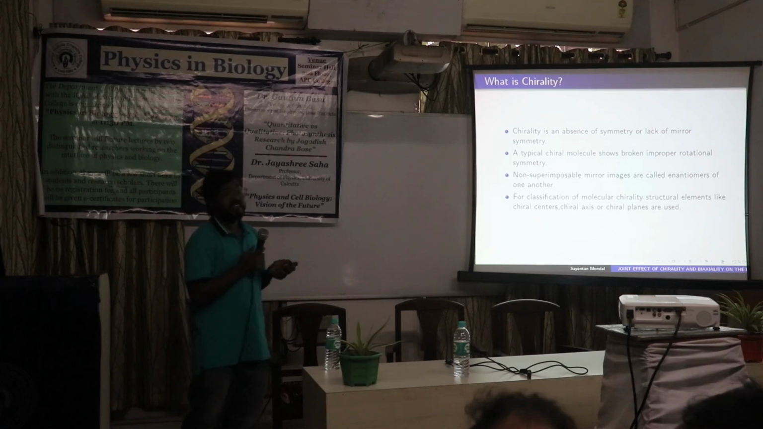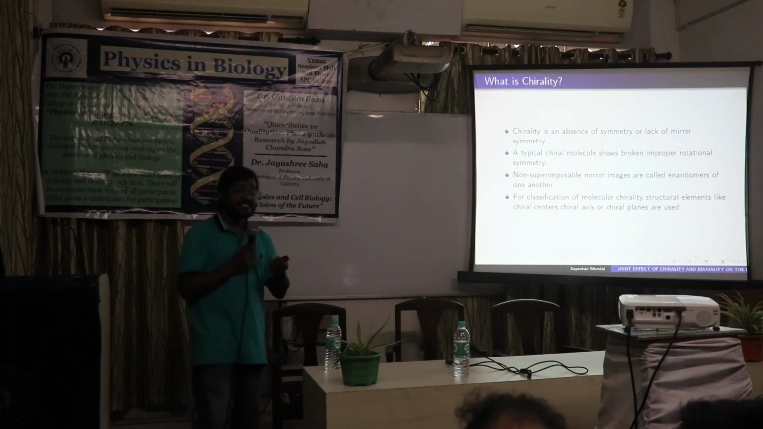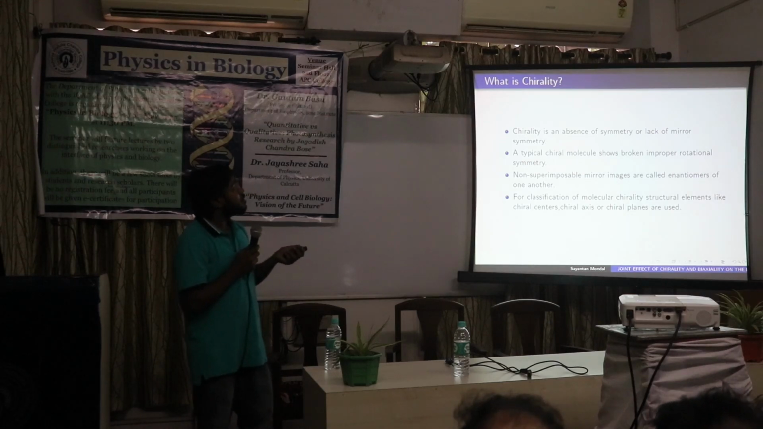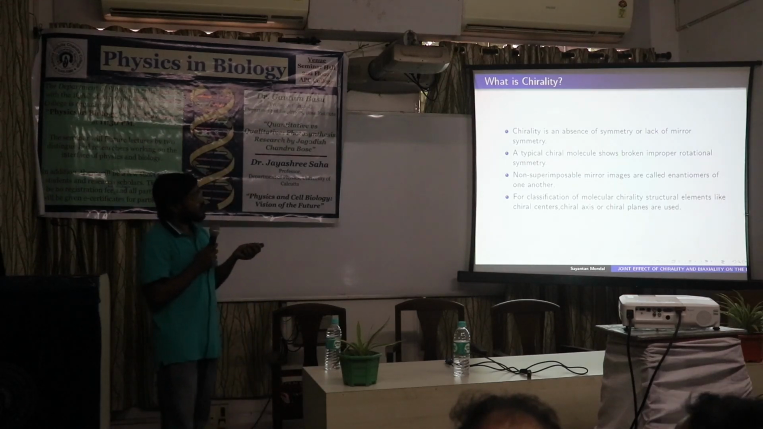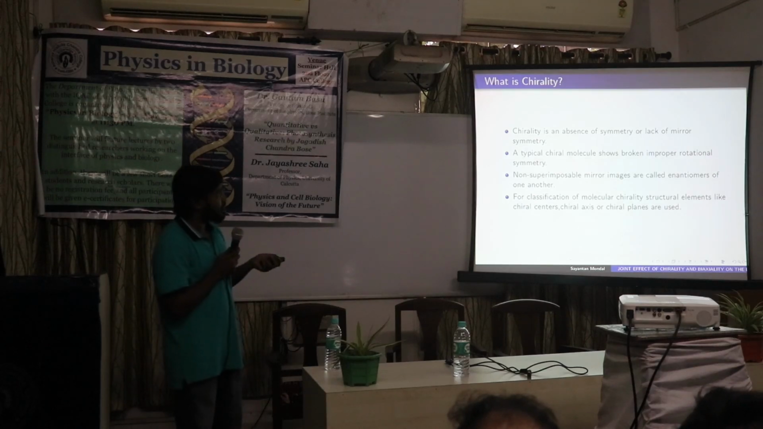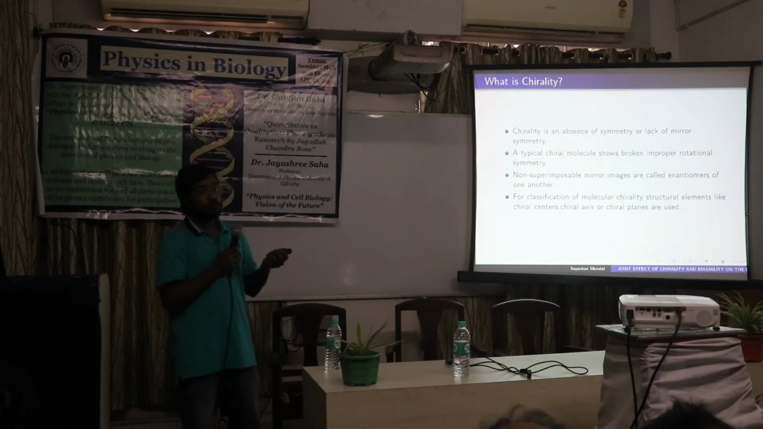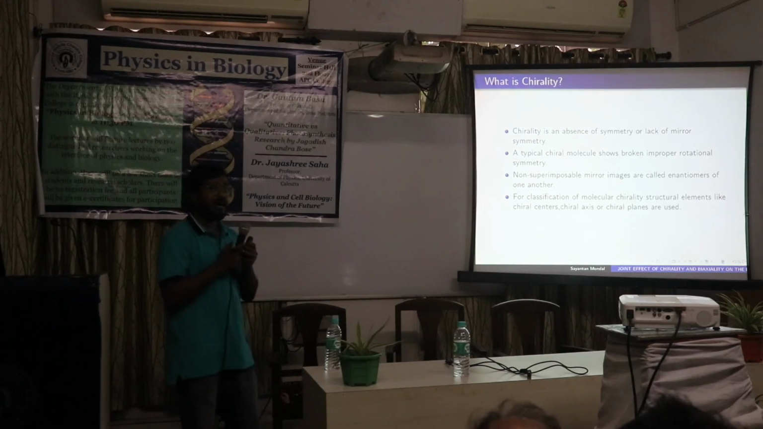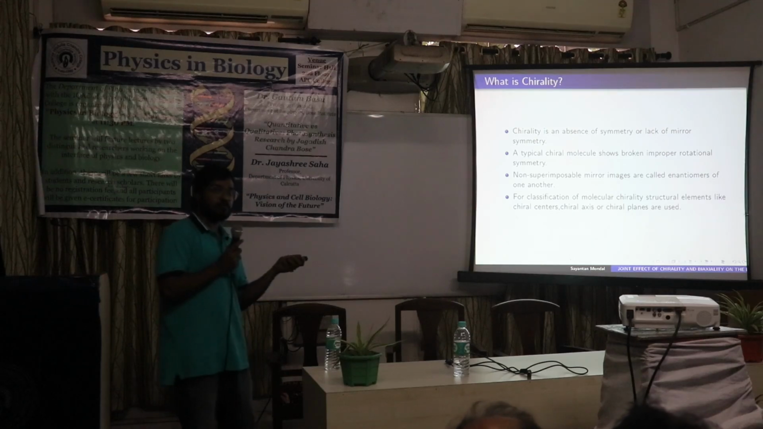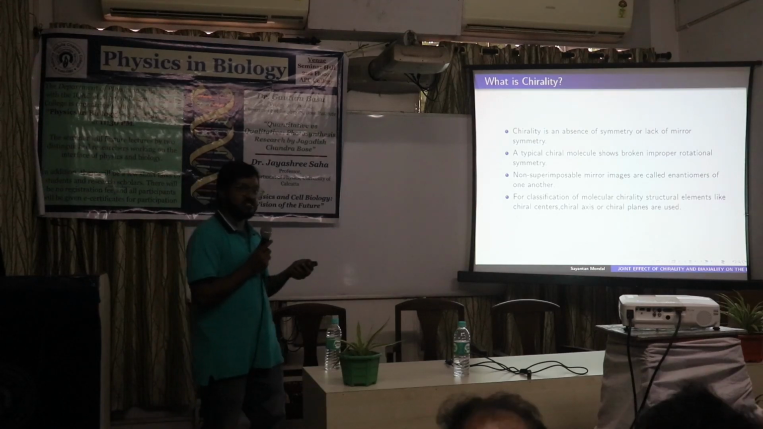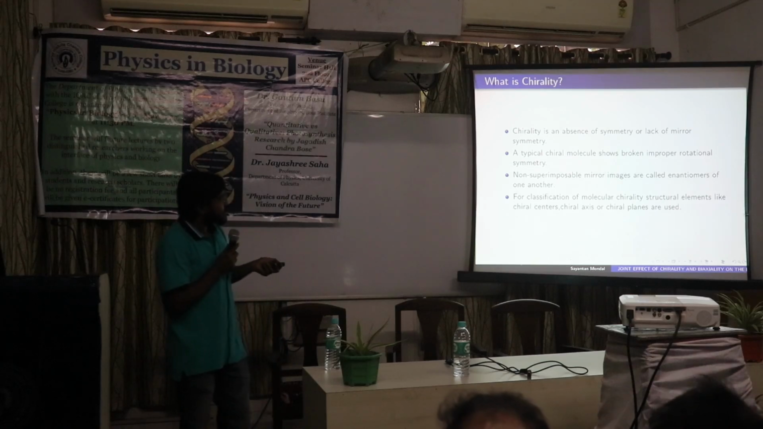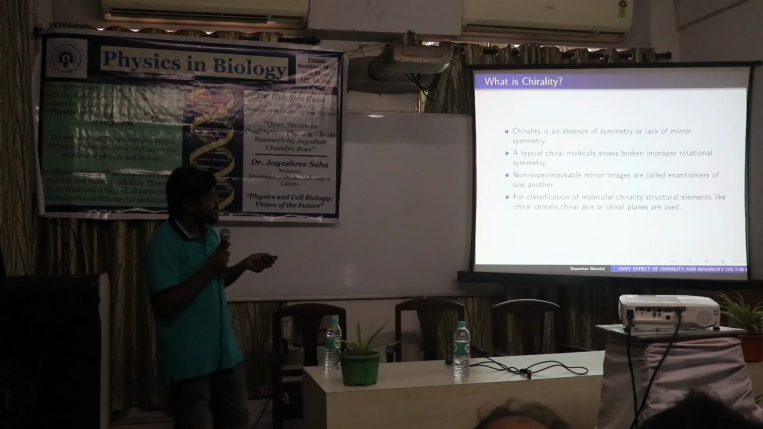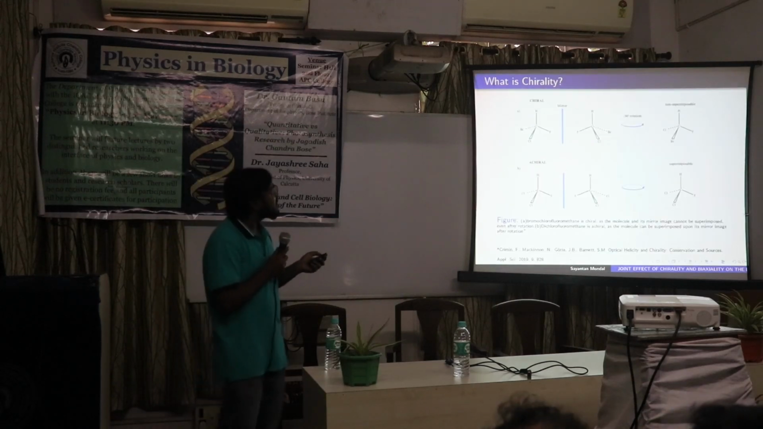So now what is chirality? Chirality is an asymmetry. So it is an absence of symmetry. A chiral molecule always shows an improper broken rotational symmetry. Now, non-superimposable mirror images are called enantiomers of one another. One chiral image is basically non-superimposable to its other images. For classification of molecular chirality, structural elements like chiral centers, chiral axes, and chiral planes are used.